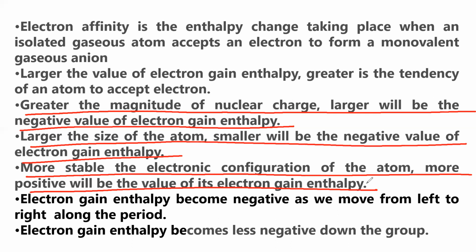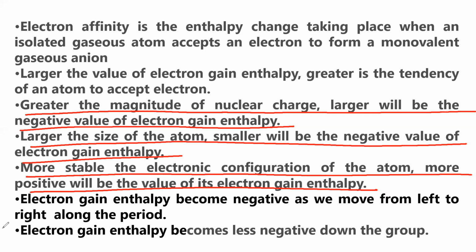In simple words, every element has an electron gain enthalpy. For metals the electron gain enthalpy will be negative because they have the tendency to lose electrons, not to gain electrons. Similarly, if the atom has the tendency to gain electrons, its electron gain enthalpy becomes positive. And for noble gases also, the electron gain enthalpy will be positive.